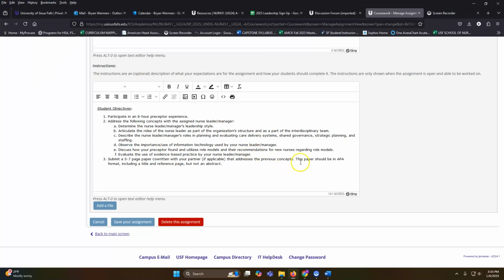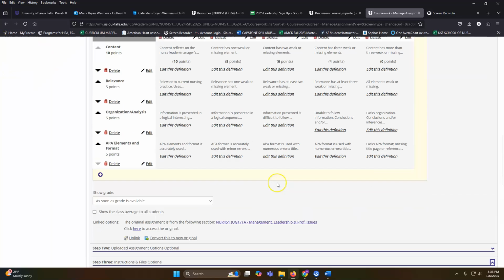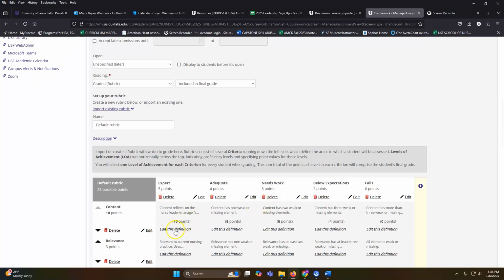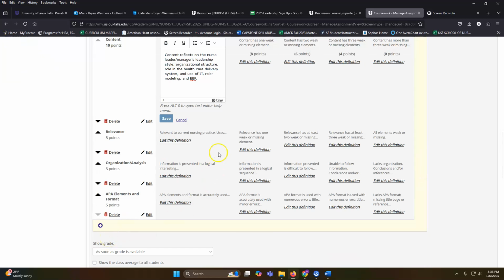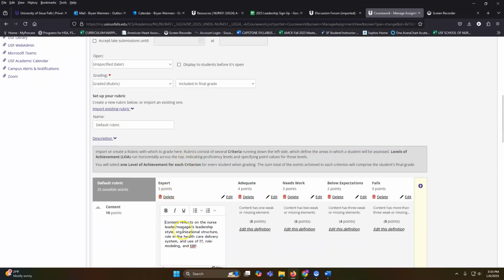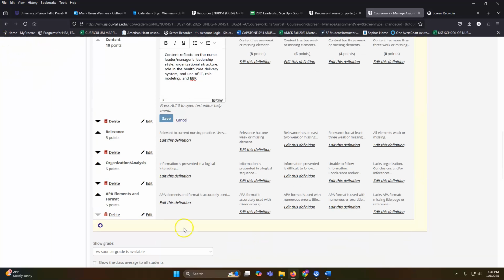So within that, you've got to have an APA paper. It's 5 to 7 pages. You need to have a title and a reference page, but you do not need an abstract. Specifically looking at the grading here, we're looking at the content. And as we're looking at the content, it's all those things that we just talked about. What's their leadership style, organizational structure, role within healthcare delivery system, use of IT, role modeling, and use of EBP. And so that's how you get full points, is talking about all those aspects of it.